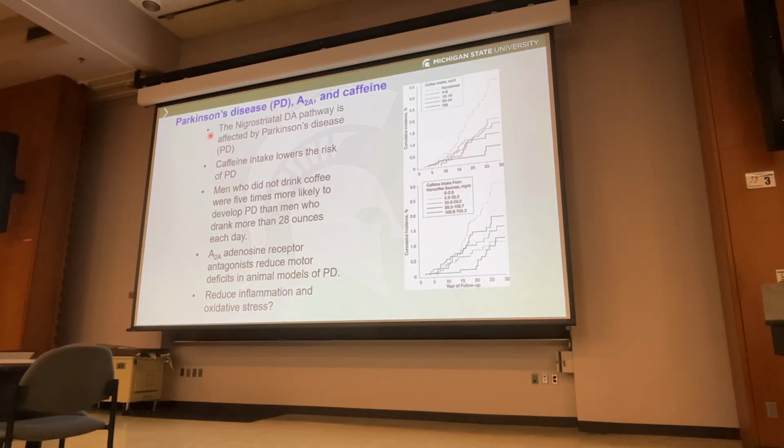So again, this is the pathway that's affected in Parkinson's disease, and there's studies that have shown that caffeine intake can lower the risk of developing Parkinson's disease. Specifically, men who do not drink coffee were 5 times more likely to develop Parkinson's disease than those who drink more than 28 ounces each day.